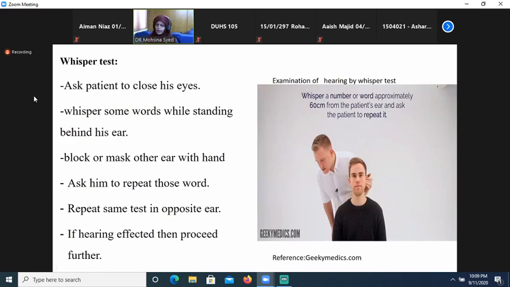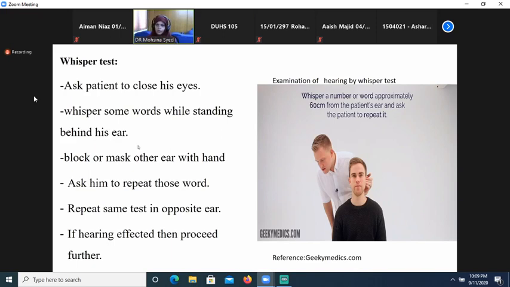When the hearing is normal, we do not proceed with the Rinne's and Weber's tests. But if the hearing is affected, then we proceed further to the Rinne's and Weber's tests to establish whether there is sensorineural hearing loss or conductive hearing loss.